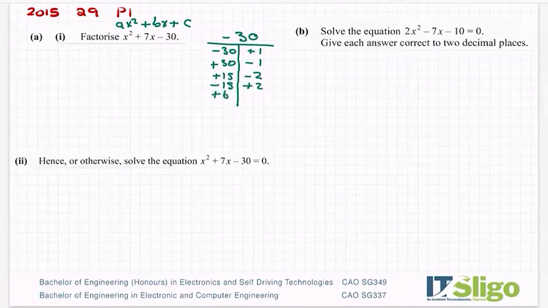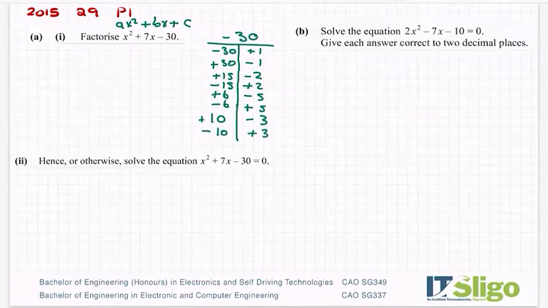6 5s are 30. And I am obviously missing one. Oh, 30 divided by 3. Okay, so plus 10 minus 3, or minus 10 plus 3.